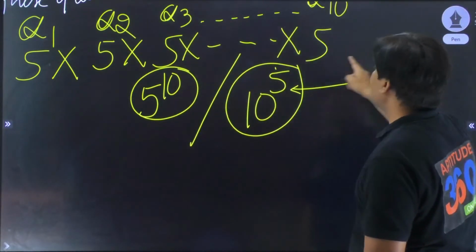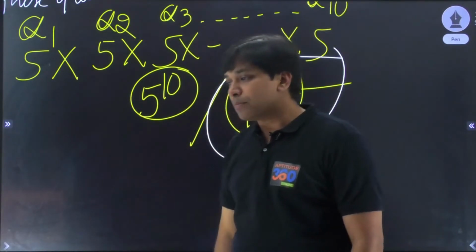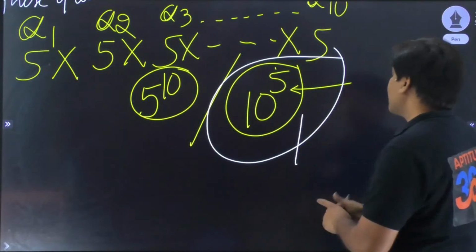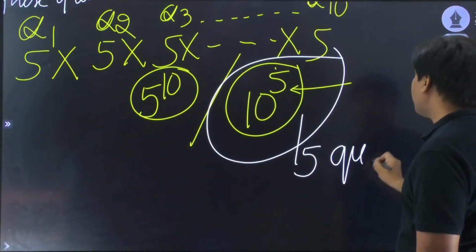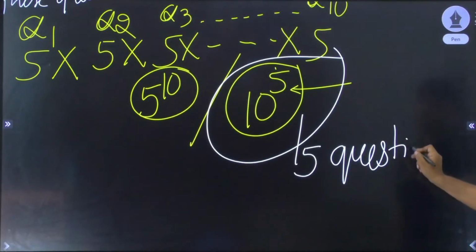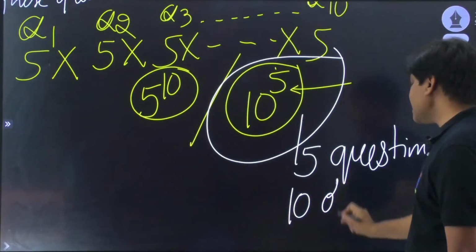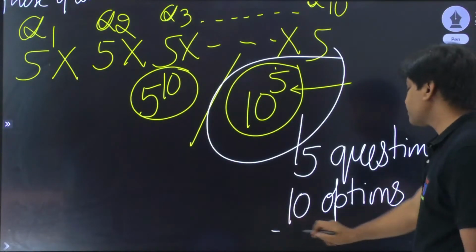Do you understand? My question is, what should have been the problem? What should have been the problem? You should be having 5 questions and each having 10 options, isn't it? Each having 10 options.